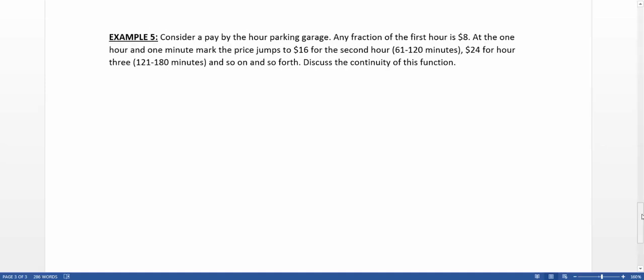For the next example, we're going to look at something that's not as continuous as other functions we've studied in the past. Instead, it's going to be discrete in nature, and so we have to consider where it's going to be continuous and where it won't be.